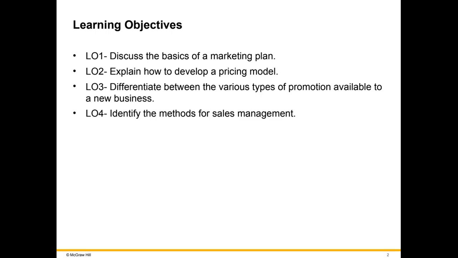Our learning objectives for this session would be to discuss the basics of a marketing plan, explain how to develop a pricing model, differentiate between the various types of promotion available to a new business, and at last, identify the methods for sales management.